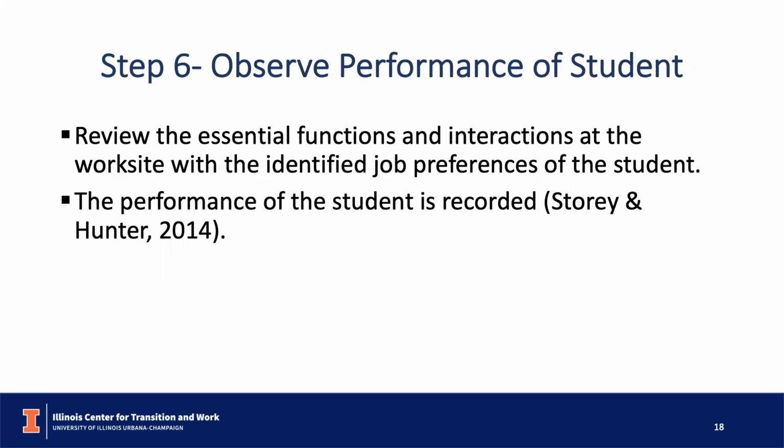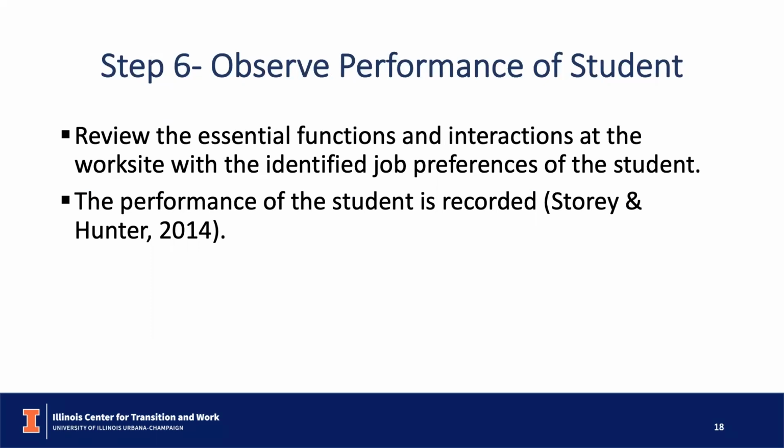And then step 6 is you want to observe the performance of the student. So you want to review the essential functions and interactions at the work site with the identified job preference of the student. So here's where you would go back and you would look at everything you observed, and you would compare it to what the student's interests are. And if that's still a match, then you definitely want to go ahead and observe your student.